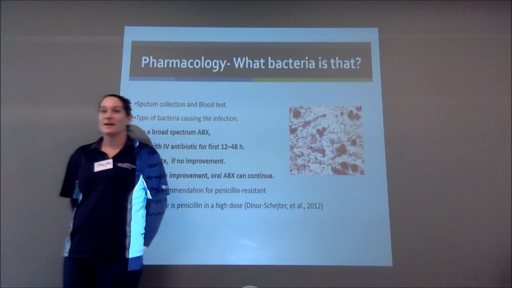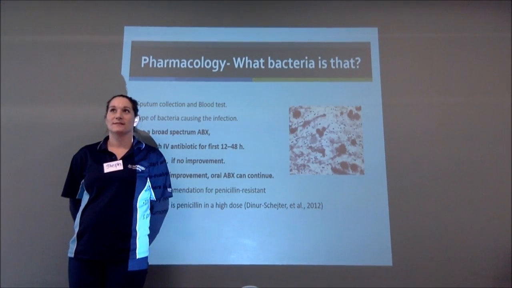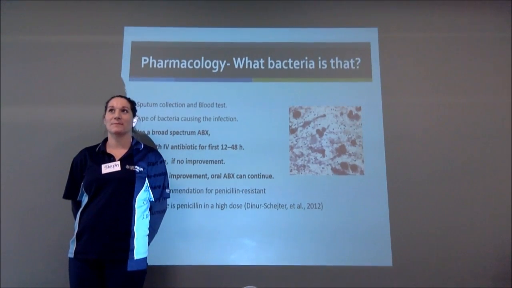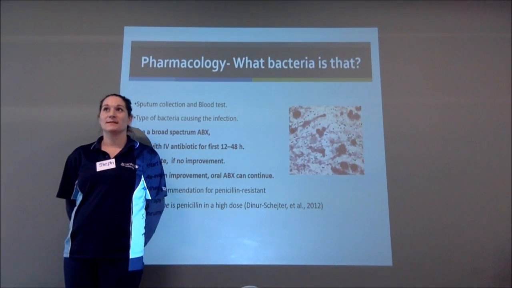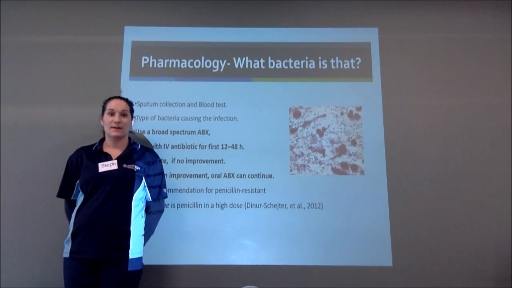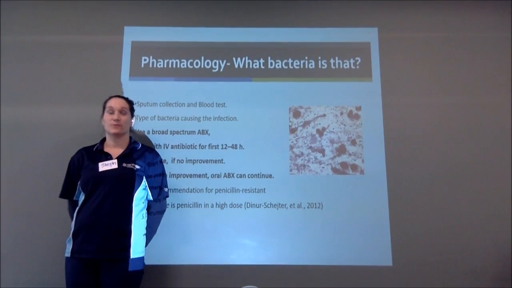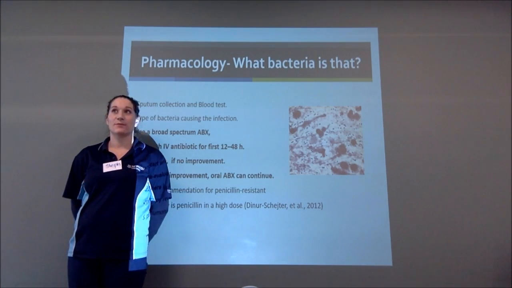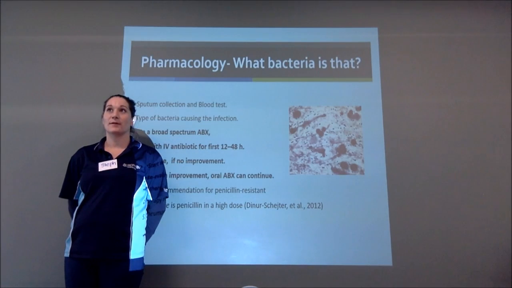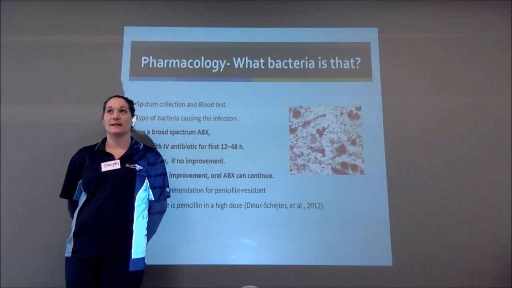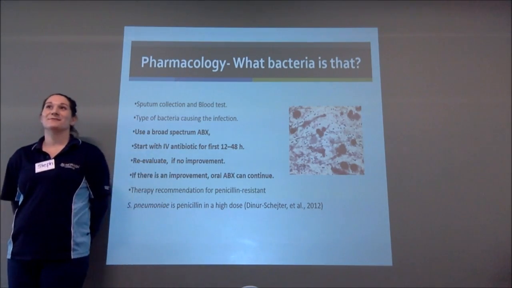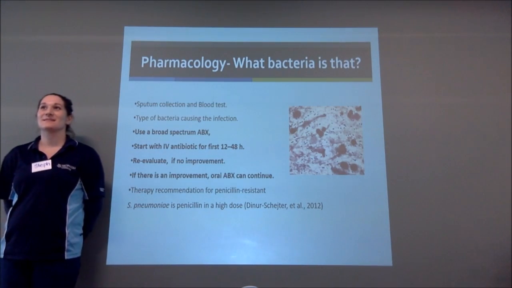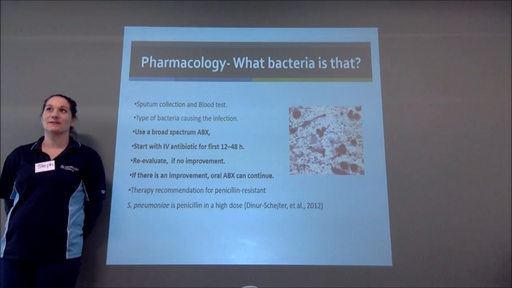To determine the organism responsible for Ali's illness, a blood test and sputum sample is collected. Once done, antibiotic treatment can be started. Penicillin is a broad-spectrum antibiotic, so it's suitable to use. Start with IV penicillin for the first 12 to 48 hours, then reevaluate, and order new tests if there's no improvement. Otherwise, oral antibiotics can continue for the next 7 to 10 days. Treatment for penicillin-resistant S. pneumoniae is penicillin in higher doses.